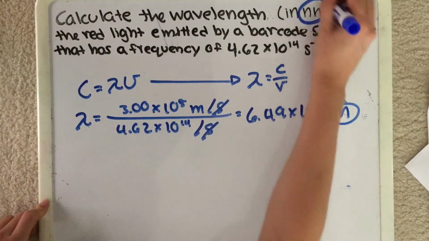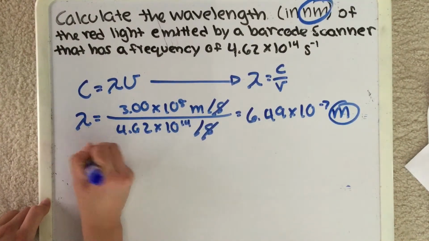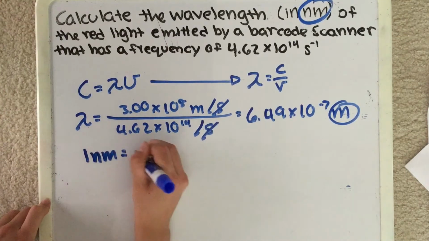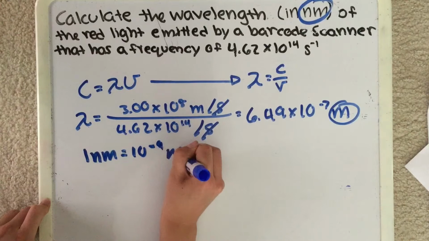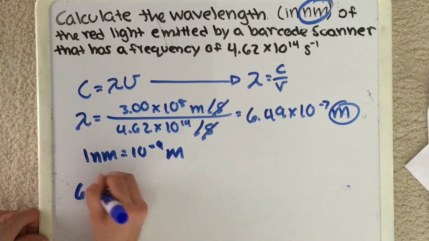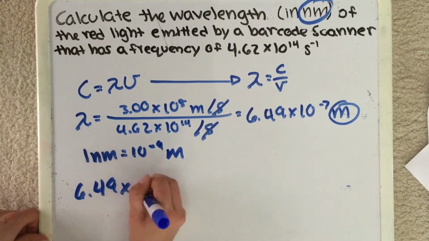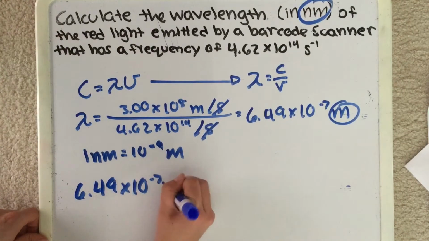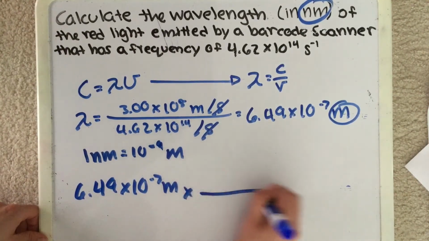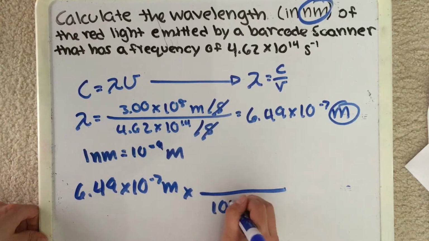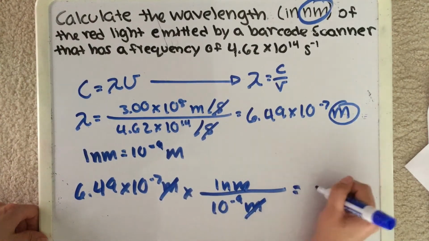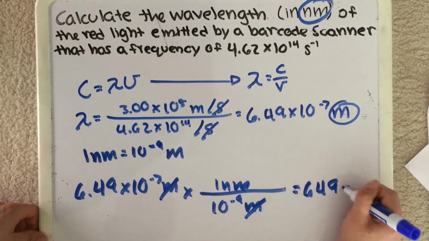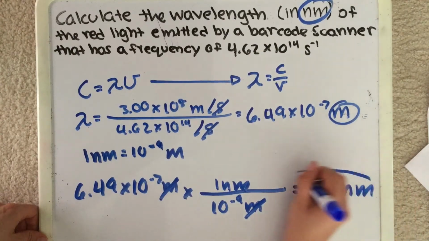Now, pay attention to units here because it asks for the answer in nanometers. The conversion from nanometers to meters is 1 nanometer to 10 to the negative 9th meters. Using this conversion factor, we use simple stoichiometry to convert 6.49 times 10 to the negative 7th meters into nanometers. We cancel out the meters, and we're left with 649 nanometers, which is our answer.